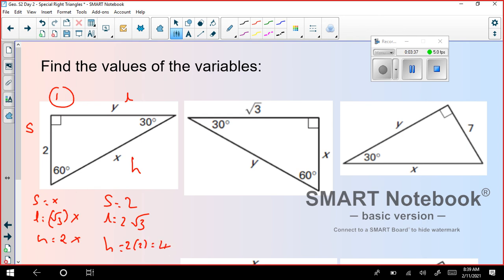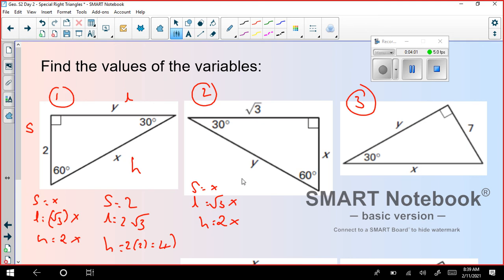Okay, I'll do one more, then give you a chance to work on the third one. Let me do the second one as well for you. On this one, once again we have the smallest leg, which is x, the long leg, which is root 3x, and the hypotenuse is 2x.